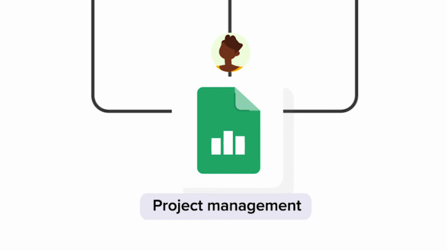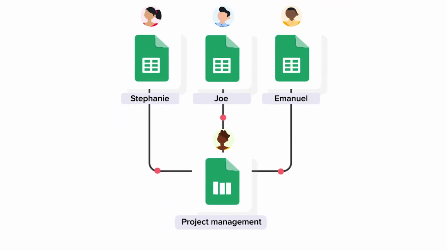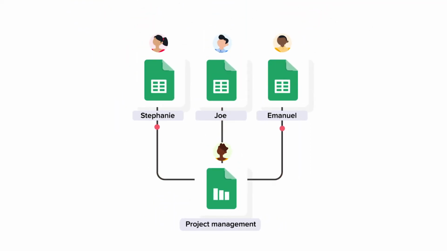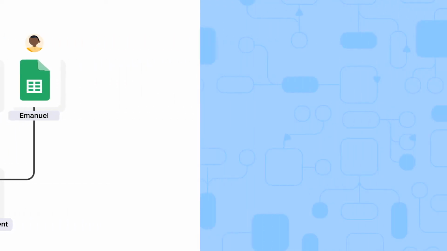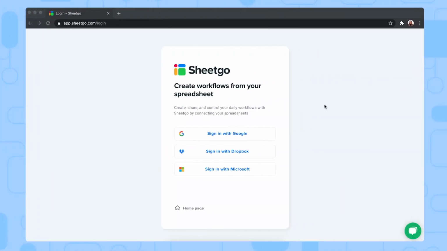And when the manager has a new task for any of the employees, he simply adds them to his master sheet, and that information is automatically sent to the team member's personal spreadsheet. Okay, now let's take a look at how to set up this system and create your project management workflow.